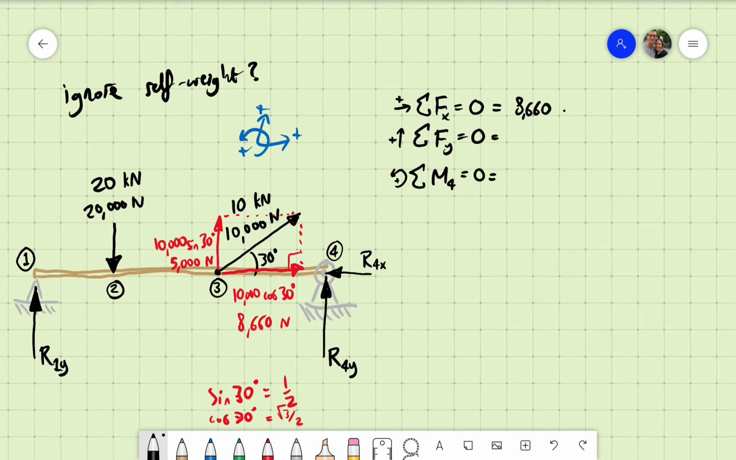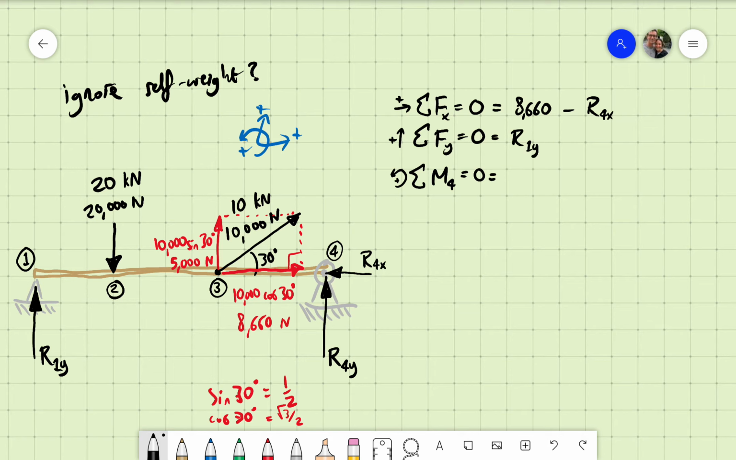And then we have negative R4x. Okay, that's all that's happening horizontally. 8,660 in the positive, which is to the right, and negative R4x because it's to the left. And that's it, we have 2. Now this is the first example where we've had 2 horizontal forces to account for. So this is new. Vertically, things are kind of predictable compared to the other examples.